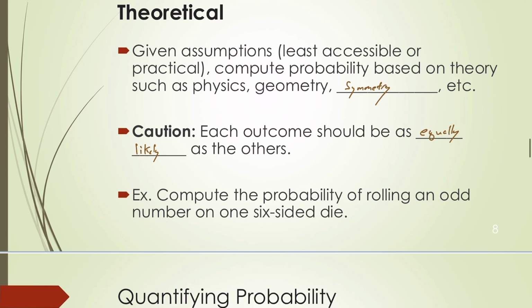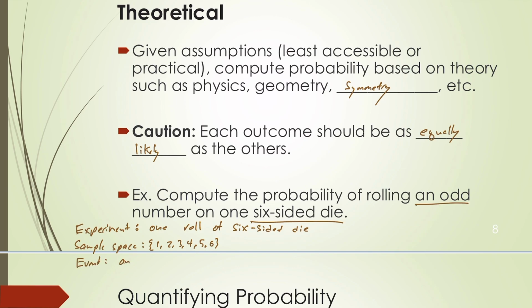Okay, let's take an example. Compute the probability of rolling an odd number on a 6-sided die. Okay, so the experiment is one roll of a 6-sided die. The sample space is the set of all outcomes. There's all the outcomes that can occur on a 6-sided die. And the event that we're talking about here is an odd number. So 1, 3, and 5. Now, notice that each one of these, because of symmetry, all right, a die is very symmetric. Each side is as big as the other.